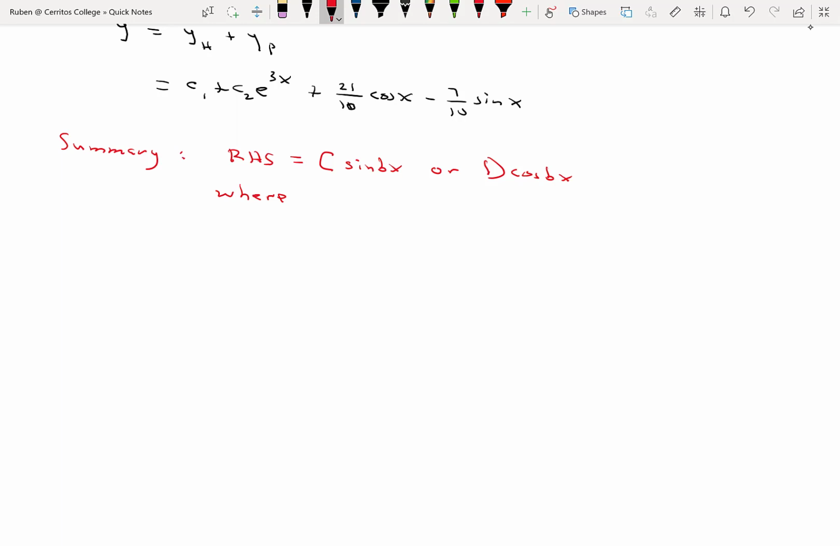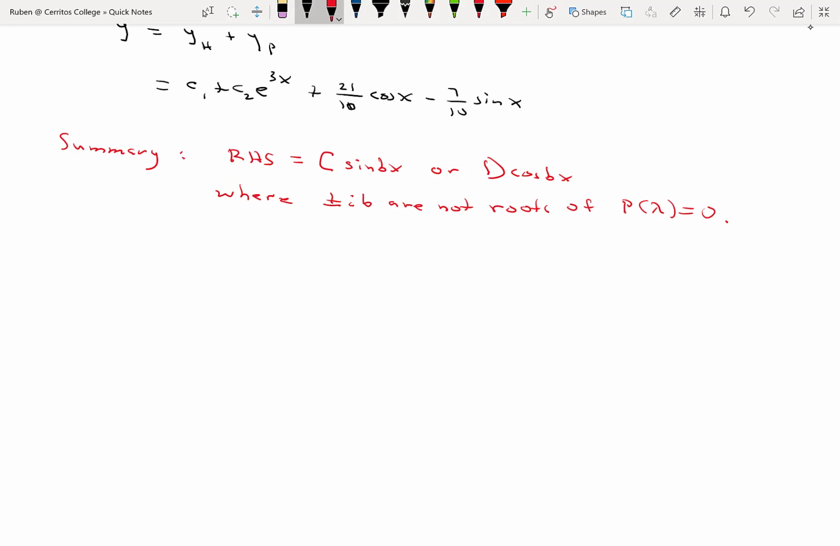We're assuming in this that plus or minus ib are not roots of our auxiliary equation for the homogeneous case. So we're assuming that the right-hand side, the forcing function, doesn't look like the solution to the homogeneous case. It doesn't look like y sub h. Just like our last summary, if this isn't clear, just concentrate on what we're assuming about the right-hand side: that it has either sines or cosines of bx.